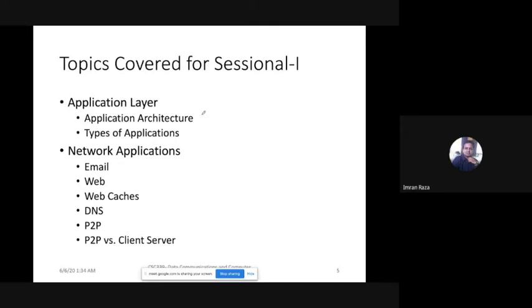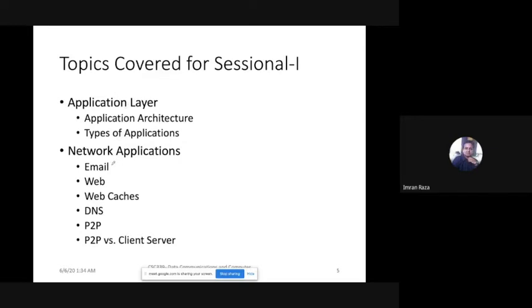Then we have identified different types of network applications at the application layer. There are network applications that demand reliability, and then there are network applications that demand speed. So there are applications that are loss tolerant, I mean, the application can accept losses in the transmission of the data. We also covered different types of network applications, and their working in detail at the application layer.